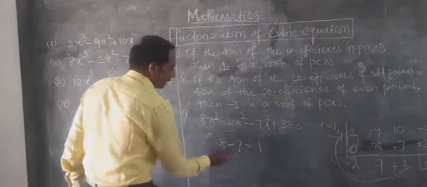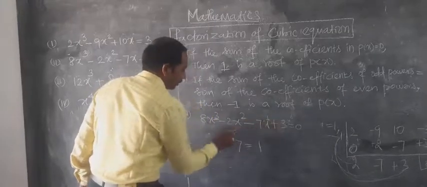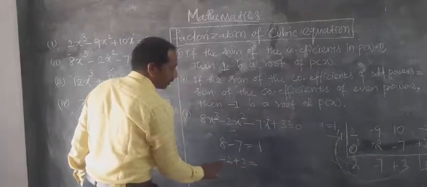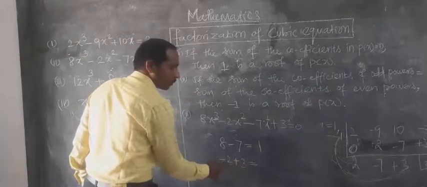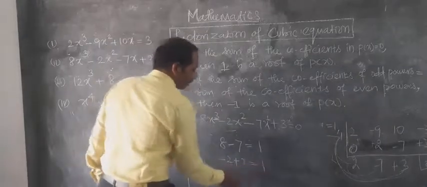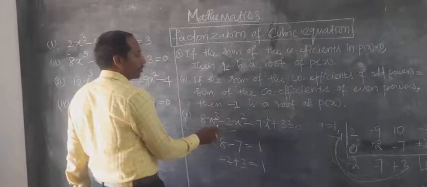Next, the even coefficients 2 and 0. So here minus 2 plus 3. What is the sign? Different, so you have to subtract the small number from the big number. You put in the answer the big number's sign. So 1. You see, the second condition is suitable for this cubic equation.